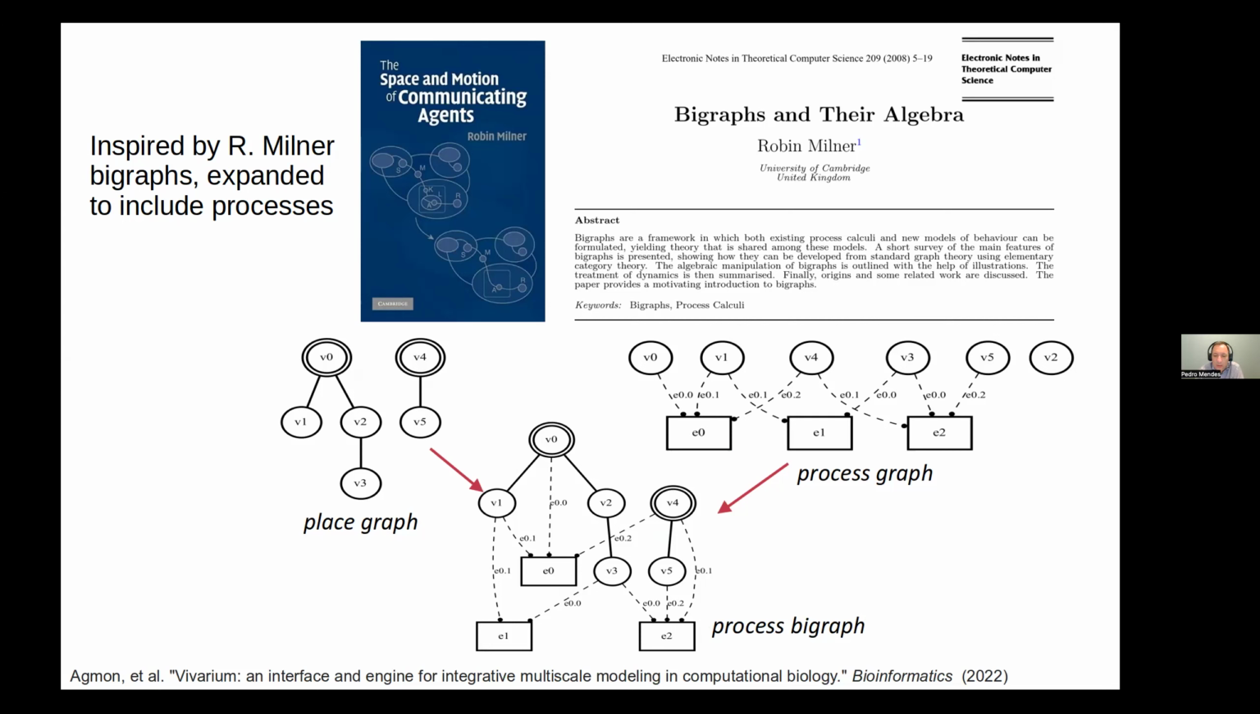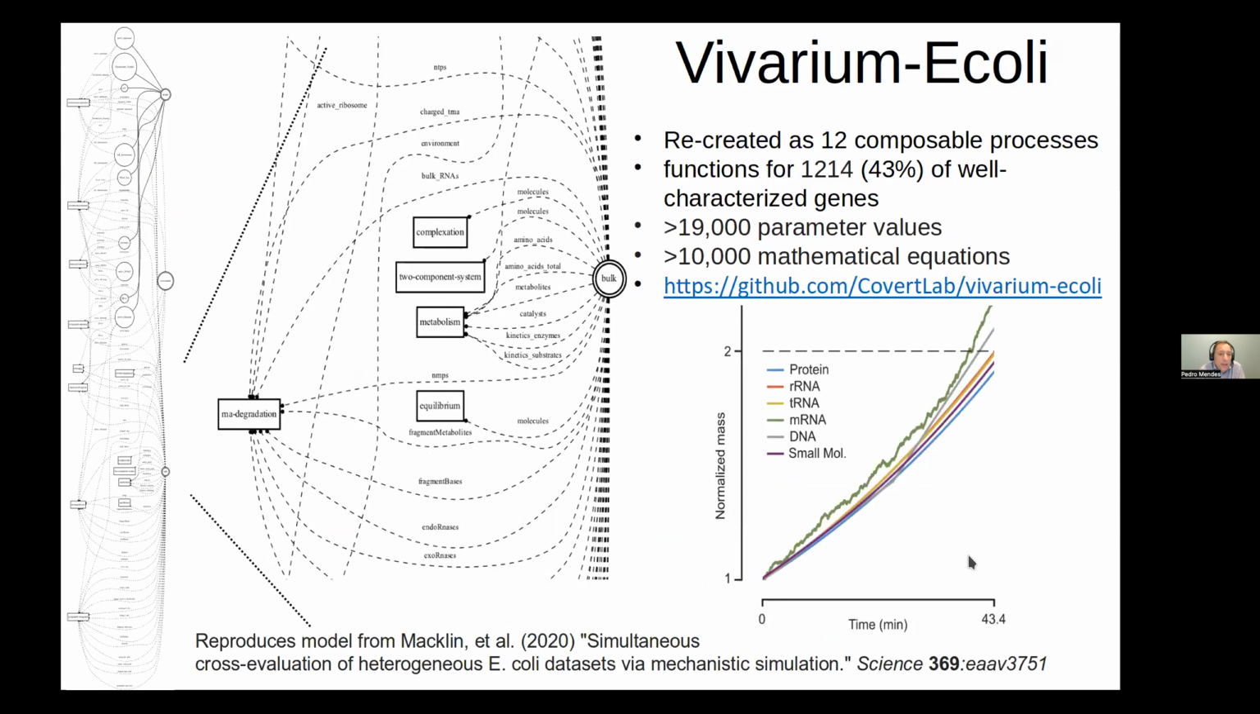And he describes a little bit of this in his paper where he published the software a couple of years ago. So he has used Vivarium for the following things. One of them was to reproduce the work that the Covert Lab had published in 2020 on the E. coli whole cell model. This is a very large model of E. coli that represents 1,214 processes. The model has 19,000 parameter values, 10,000 mathematical equations.